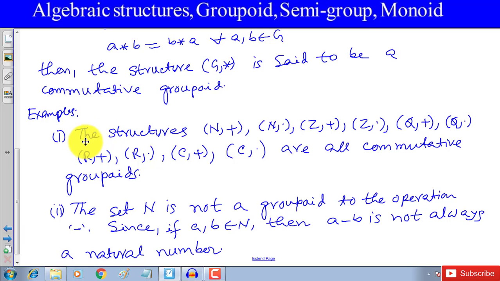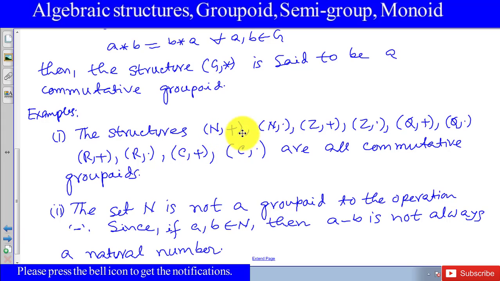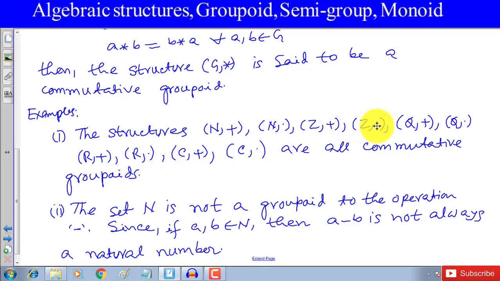Examples. The structures (N, +), where N is the set of natural numbers, (N, dot), that is set of natural numbers together with binary operation dot, set of integers together with usual addition, set of integers with multiplication (Z, dot), (Q, +), that is set of rationals together with addition, (Q, dot), (R, +), (R, dot), (C, +), (C, dot) are all commutative groupoids, where R is set of real numbers and C is set of complex numbers.